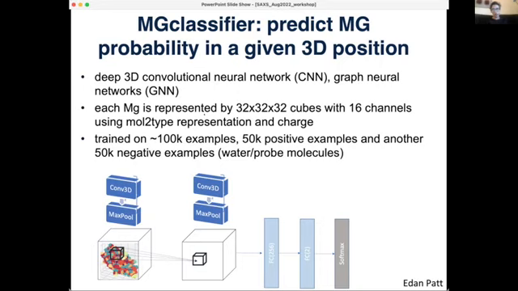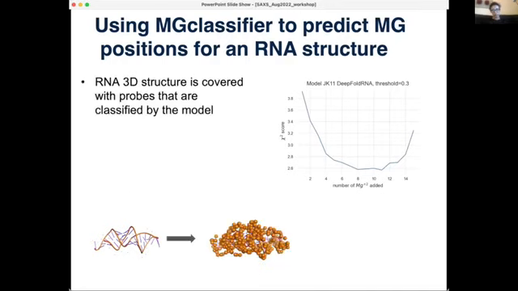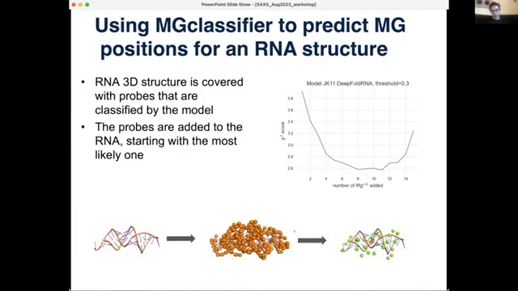And the network, given a probe or position in 3D space next to RNA, predicts if it can be a magnesium. So this is RNA. We surround it with different probes, and we select those that are likely to be magnesium.